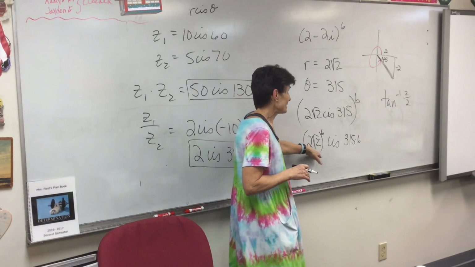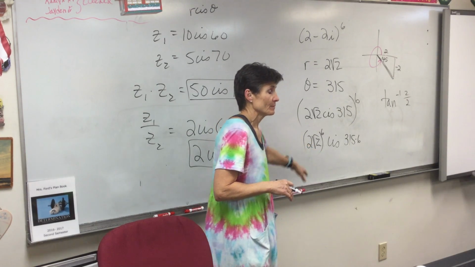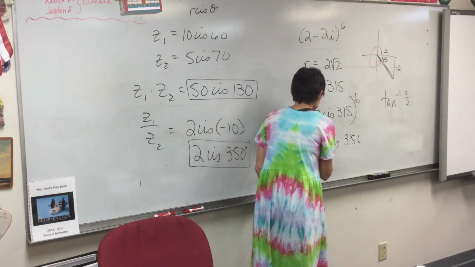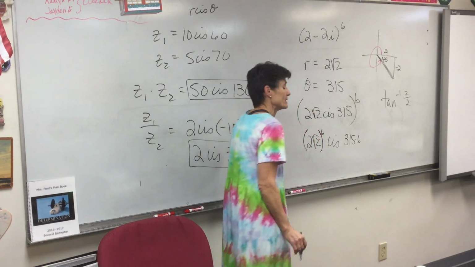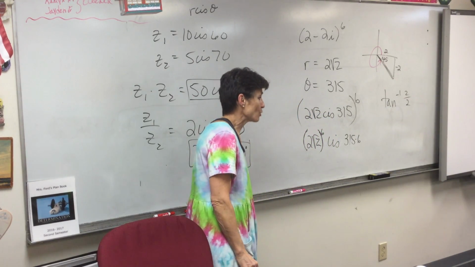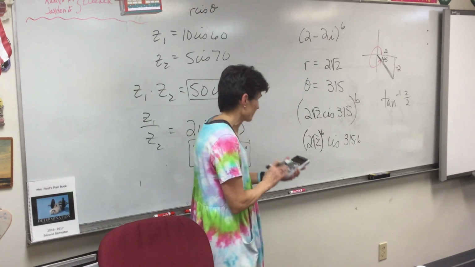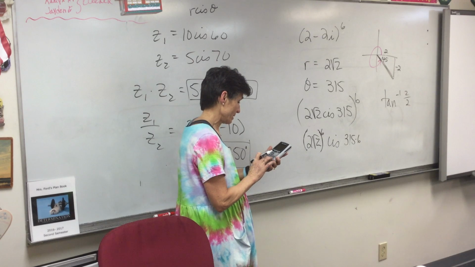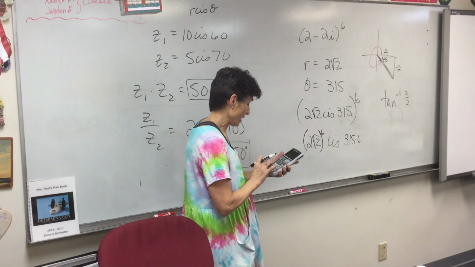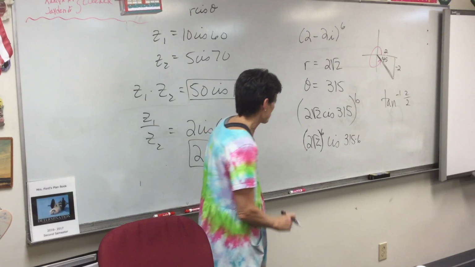Now, if you're going to put this into your calculator, these parentheses are absolutely necessary. If you don't put in those parentheses, you will not get the right answer. And the right answer is 512. You should get 512.